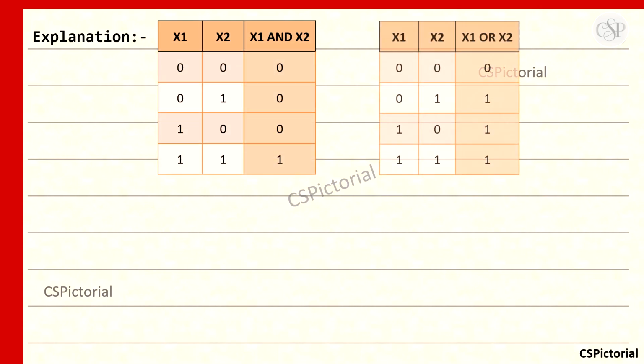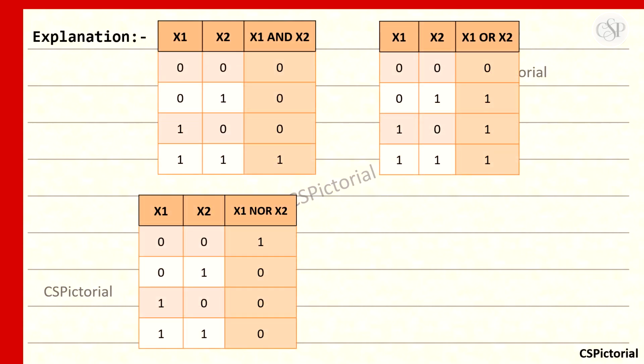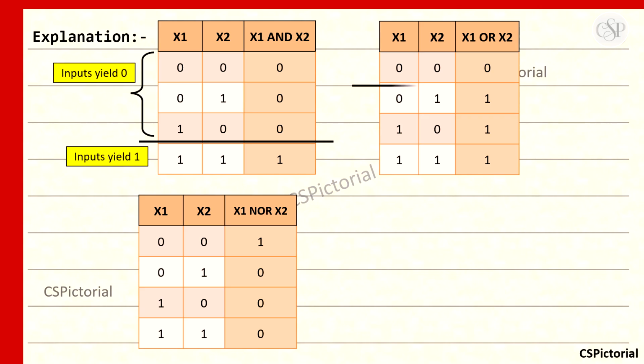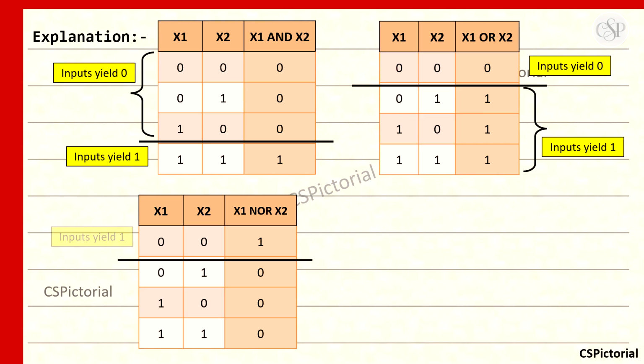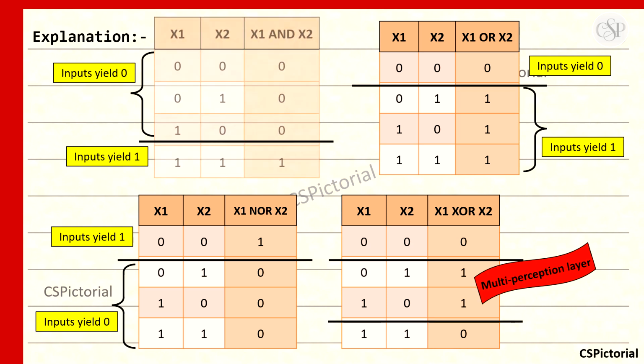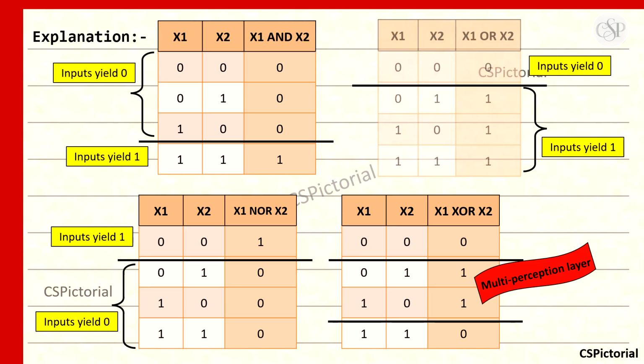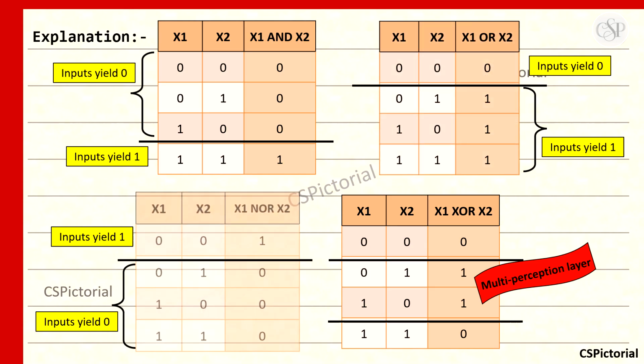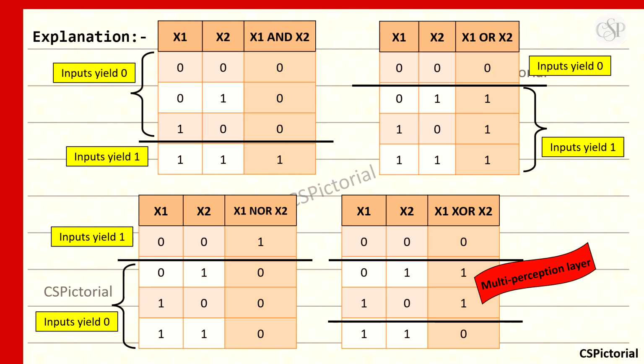From these truth tables, we could observe that AND, OR, NOR logic gates have truth tables where a single straight line can perfectly separate the true outputs from the false outputs. Whereas in the truth table for the XOR gate, a single straight line cannot be drawn to separate the true outputs from the false outputs. From this, we could also state that the logic gates AND, OR, NOR are linearly separable, whereas the XOR gate is not linearly separable.